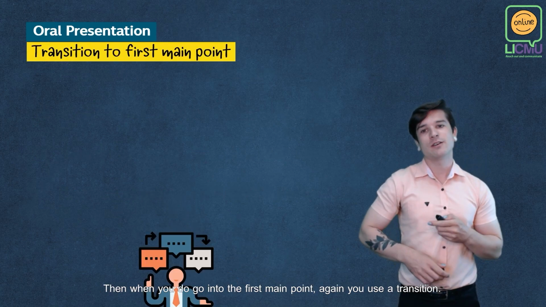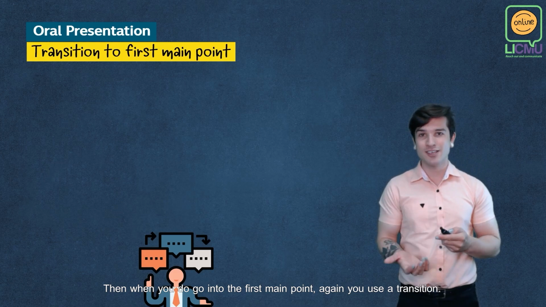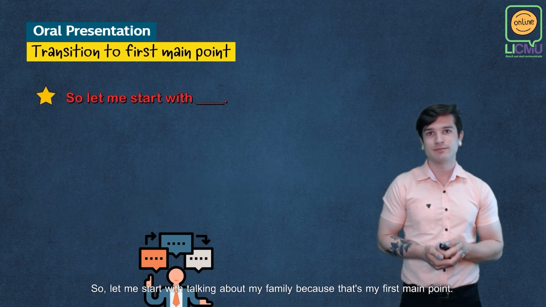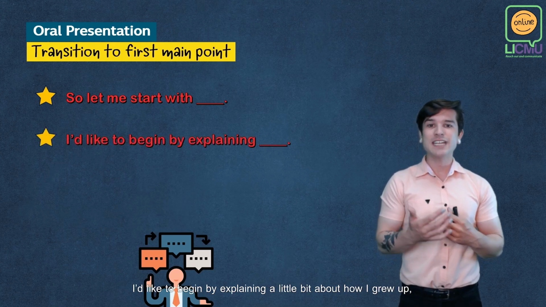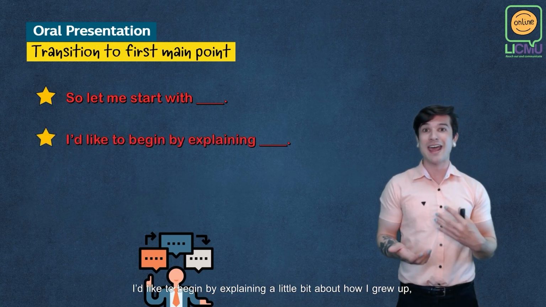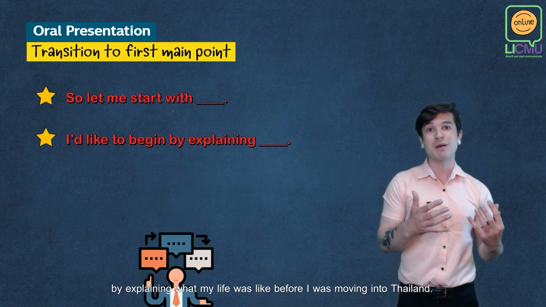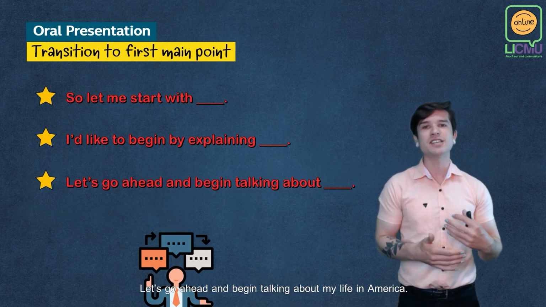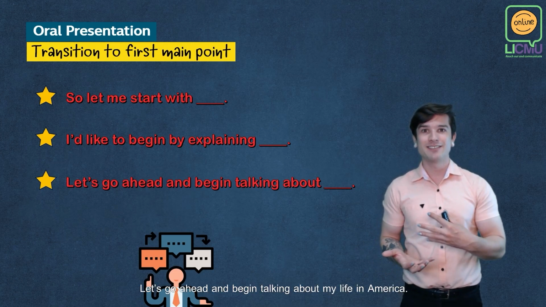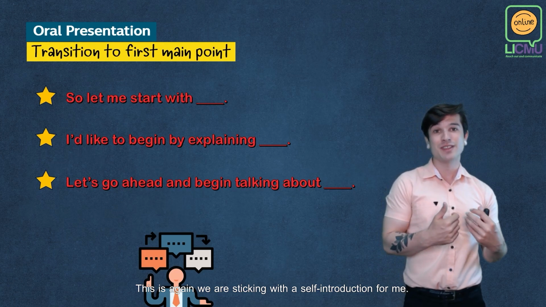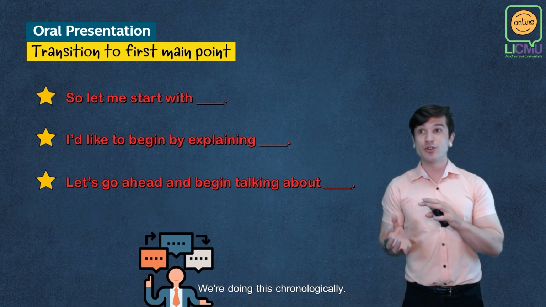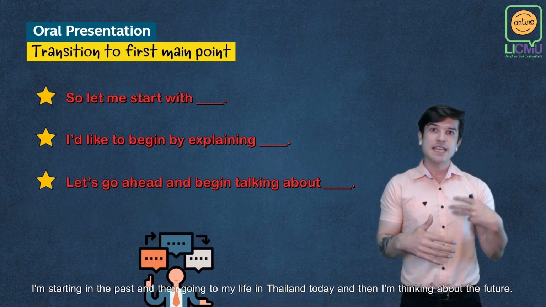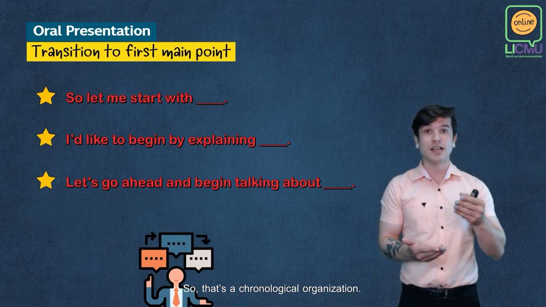Then when you do go into the first main point, again, you use a transition. These transitions are important. So let me start with talking about my family, right? Because that's my first main point. Or I'd like to begin by explaining a little bit about how I grew up, by explaining what my life was like before moving to Thailand. Let's go ahead and begin talking about my life in America. Right? So again, we're sticking with a self-introduction for me. We're doing this chronologically. I'm starting in the past. I'm then going to my life in Thailand today. And then I'm thinking about the future. So that's a chronological organization.